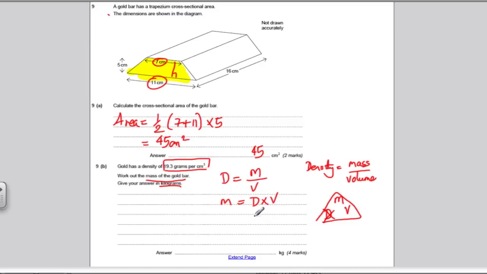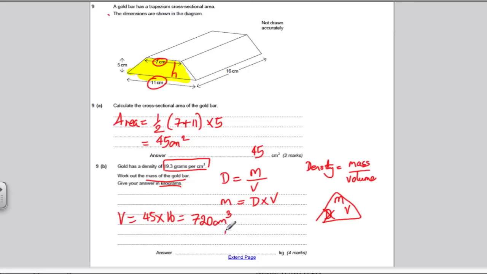Okay, well, what's the volume of the shape? It's a prism, so it's the cross-sectional area times the depth. So the volume is 45 times 16, and you would get 720 centimeters cubed.